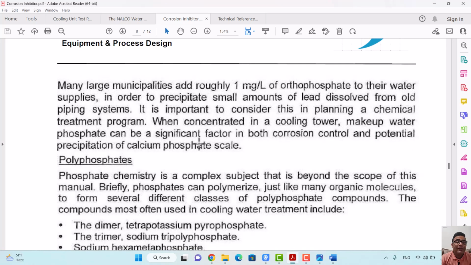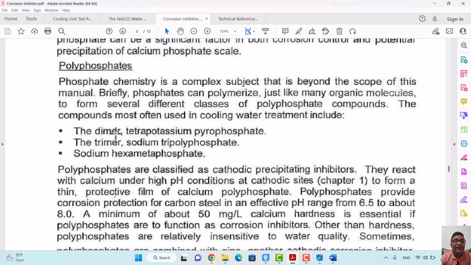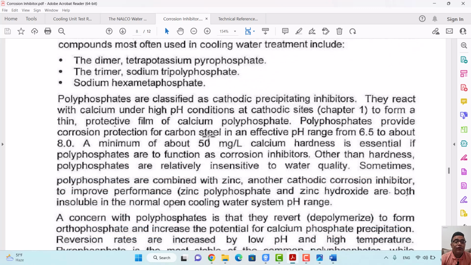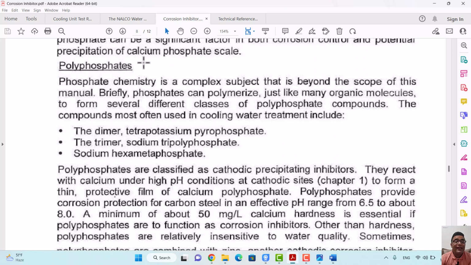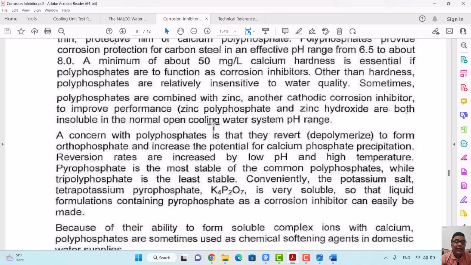Then we talked about polyphosphates. We said that they are a type of phosphate. They are inorganic phosphates, and these are the different types of polyphosphate. Polyphosphates are principally catalytic precipitating inhibitors. And since we have zinc as the catalytic precipitating inhibitor, we do not use polyphosphates in our formulations. And of course, for polyphosphate, we said that they need 50 ppm of calcium in order to be able to create a protective film on the surface of the metal.